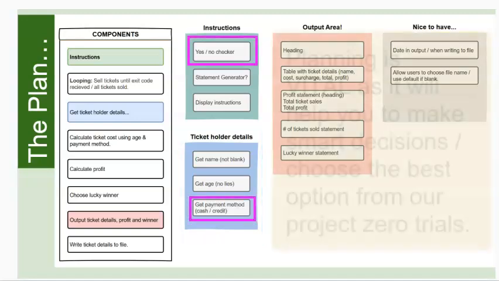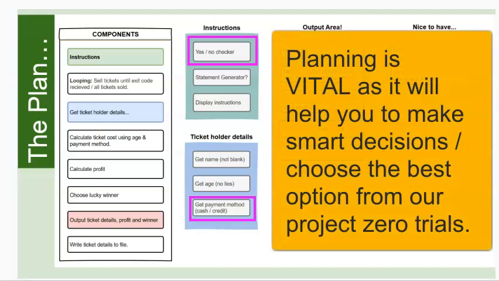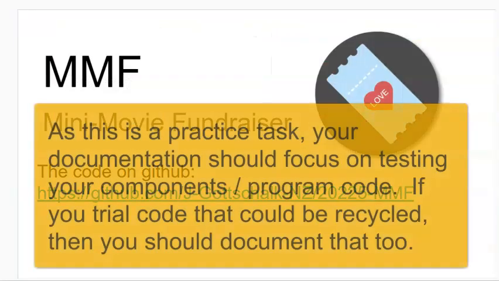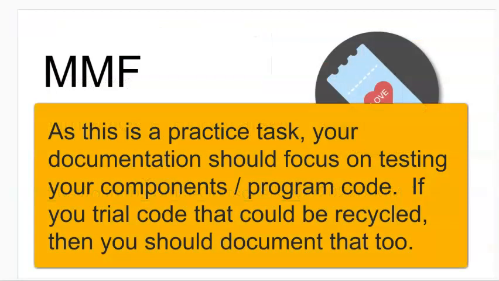One thing that is very useful to realize is that for my instructions, I'm checking for yes/no responses. And for my payment method, I'm checking for cash and credit. And in Project Zero, we had a lovely little component that would allow us to do both of those things with one function.